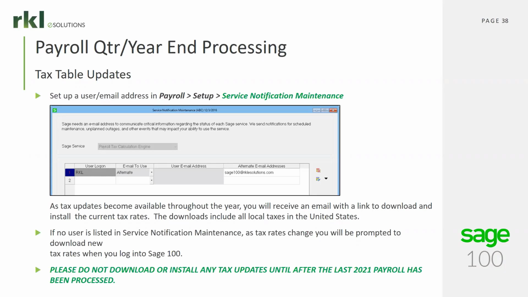You can have multiple users listed if you would like, and then as tax updates become available throughout the year, an email will be sent to you with a link to download and install them. The downloads include all local taxes in the United States.